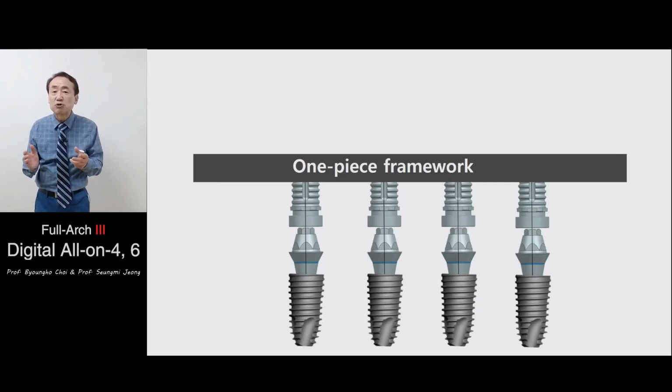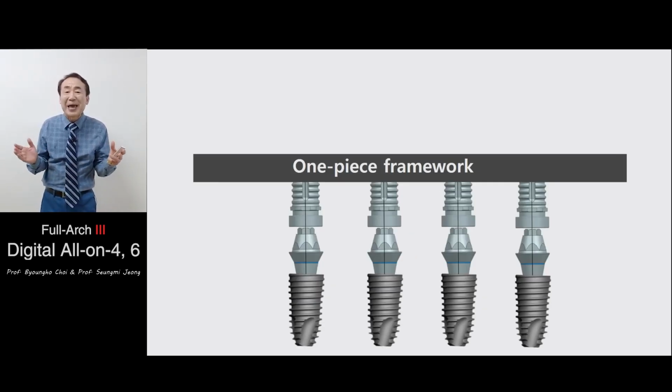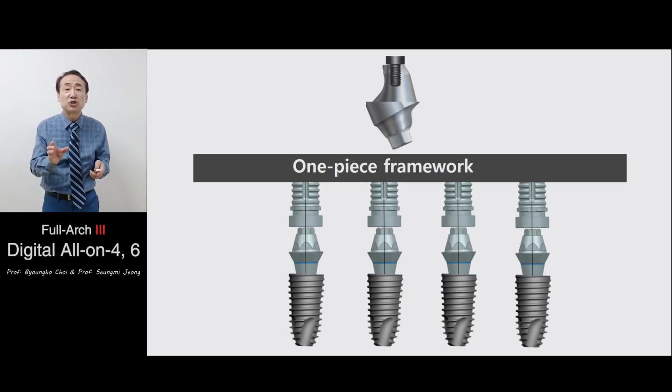If you are able to place all implants nearly parallel, you can use a high abutment. Then you can make a one-piece framework.